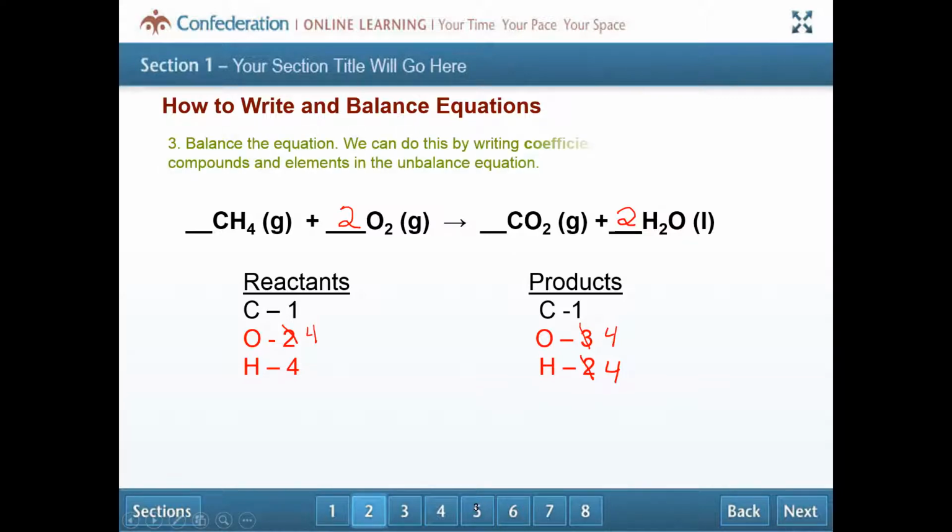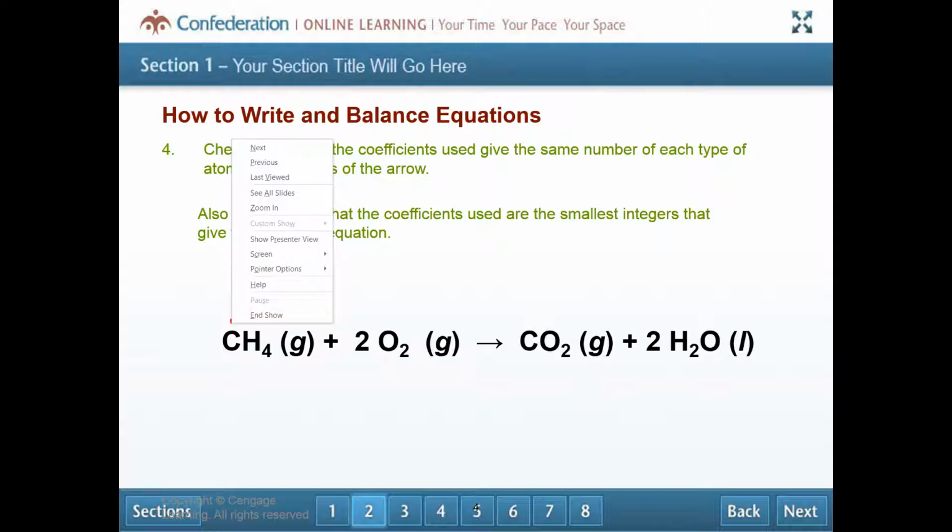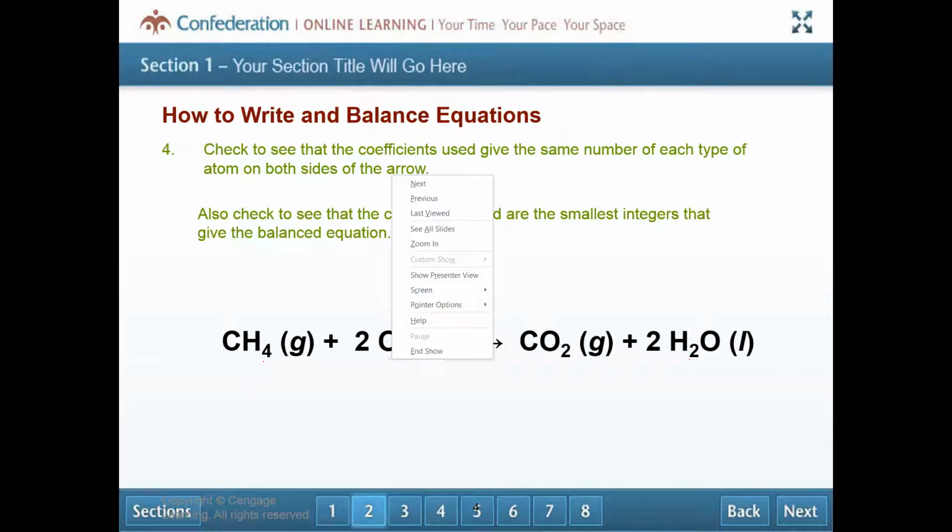Okay, so that's how you do it. Writing the coefficients in front. And then the next thing is to just check, make sure that the coefficients give us the same number on each side. So we can do that. Checking my carbons, I've got 1 here and 1 here. I've got 4 hydrogens, 4 hydrogens, 4 oxygens, and 4 oxygens.